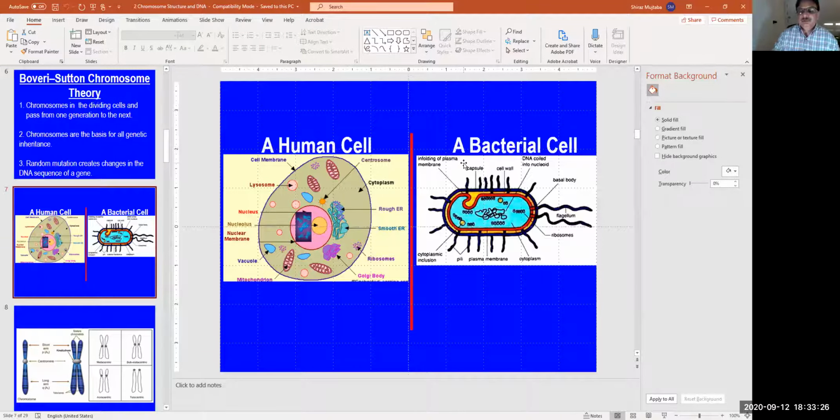A totally different cell is the bacterial cell, which doesn't carry a nucleus. That's the definition of prokaryotes. There's no nucleus, so the chromosome is present directly in the cytoplasm, and this coiled DNA, or bacterial chromosome, is referred to as the nucleoid. So now let's focus on the human chromosome.